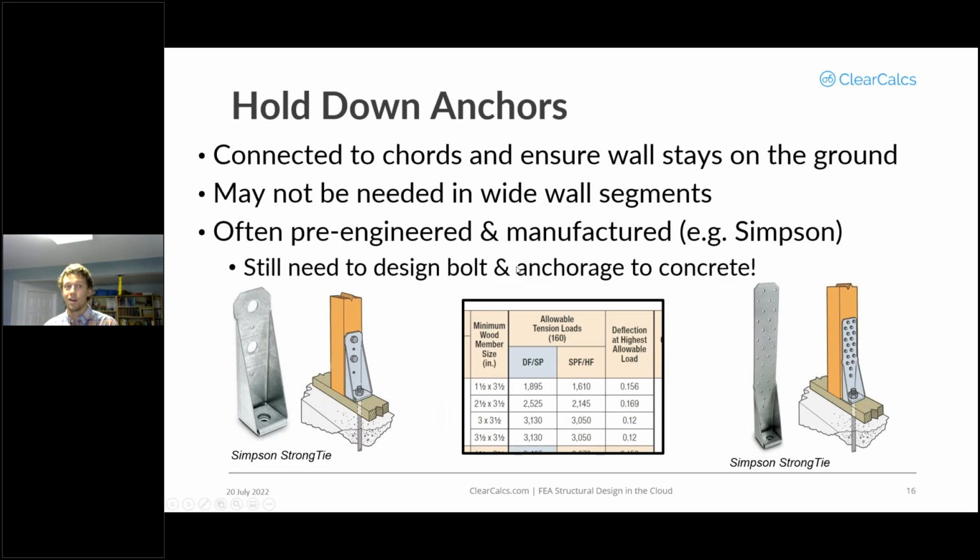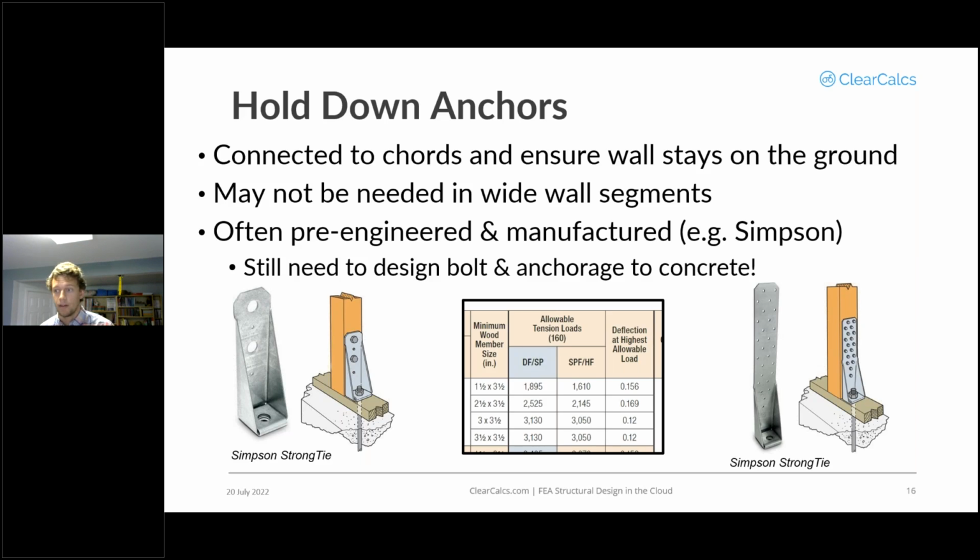Finally, we've got hold down anchors. These, I mentioned, are connected to the chords, and the chords take big loads. These can be 5,000, 10,000 pounds going through the chords. A typical little bolt going into concrete might not be able to support this. On top of that, the connection between the stud and the sill plate might not be adequate to carry that load either. So how do we deal with that?